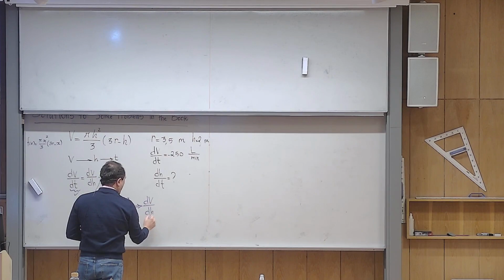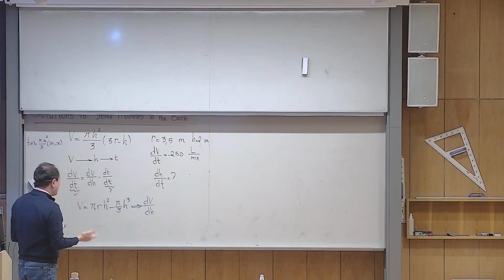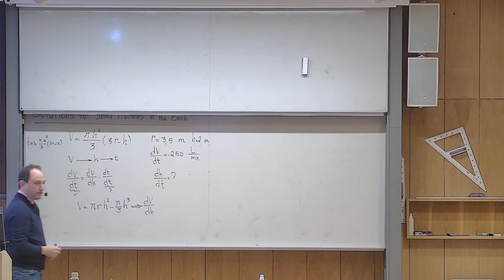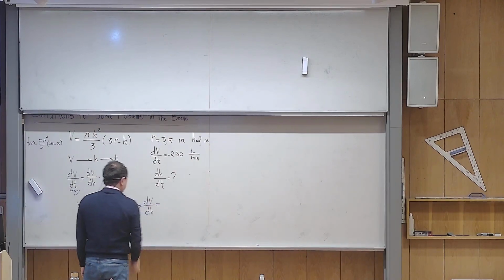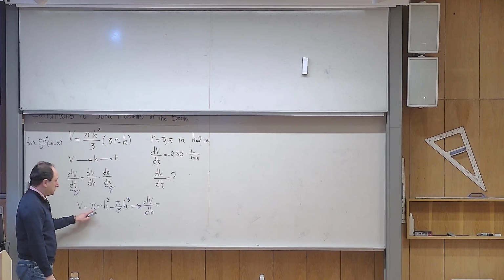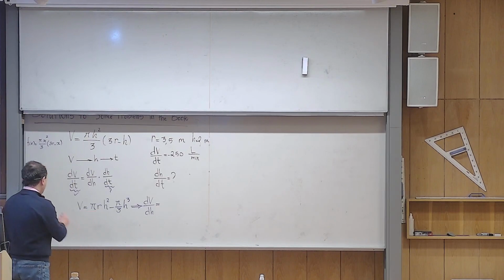So don't get distracted. Maybe you're not that familiar or comfortable writing this symbol yourself, but that just means the derivative. Yes, so what is this one? What's the answer? Yes? 2 pi r h minus... Yeah, exactly, because pi is a constant, r is a constant.